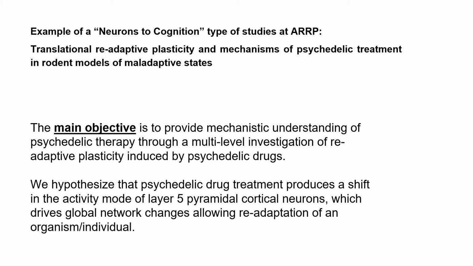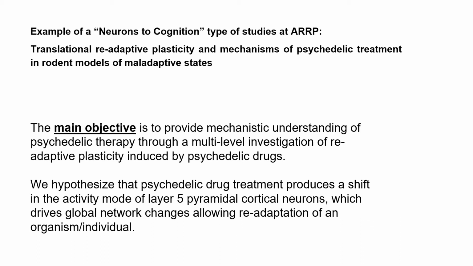The specific hypothesis that we want to test is that the psychedelic drug treatment produces a shift in the activity mode of the layer 5 pyramidal cortical neurons, the very same neurons that I showed you in those beautiful yellow fluorescent protein expression images before. And the layer 5 pyramidal cortical neurons are known to express high levels of 5-HT2A receptor, therefore they are considered a major target for the psychedelic treatments.